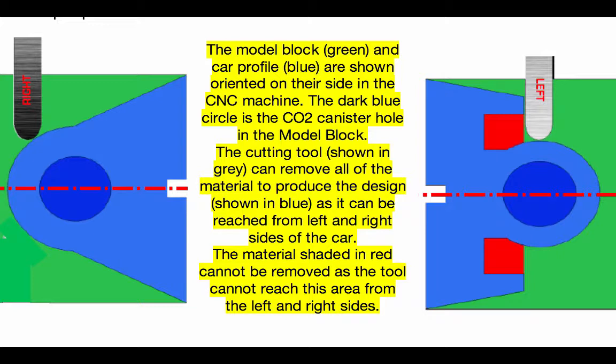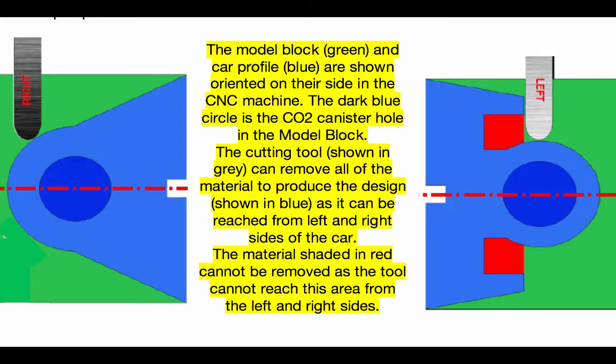side of the car. The right side of the car is machined with the model block mounted as pictured above. The model block is then rotated 180 degrees about its x-axis to machine the left side of the car body. The left side machining operation is simply a mirror image of the right side.